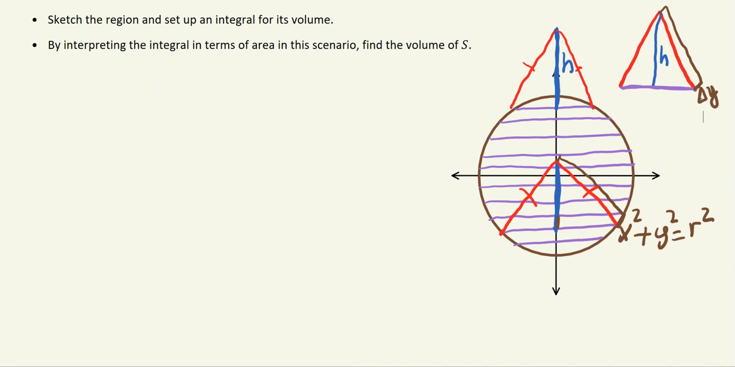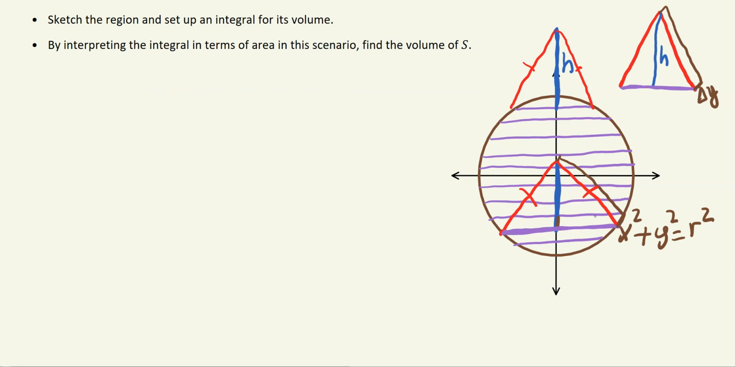Okay, so I need to now go find the area of one triangle. Let's take a look though where the base of this purple line comes from. The purple line comes from here. It's this guy right here, right? So it's that purple line right here.